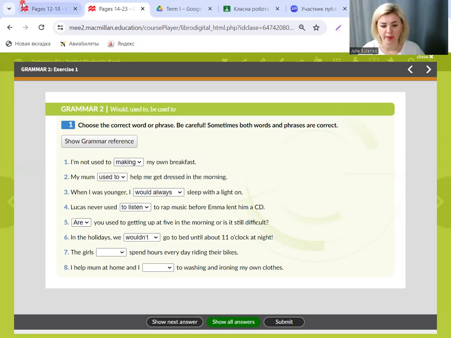Wouldn't go to bed. The girls would or used to spend hours every day riding their bikes. Would spend. I help my mom at home and I used or am used to washing. Побачили ing, значить am used. The next exercise.